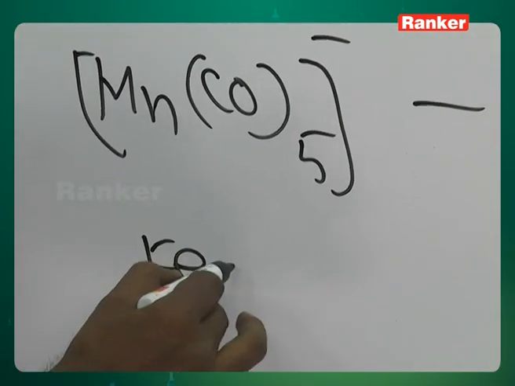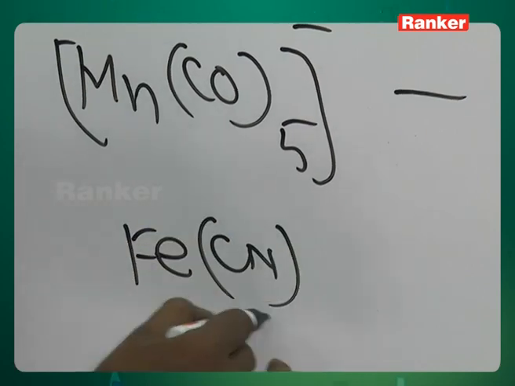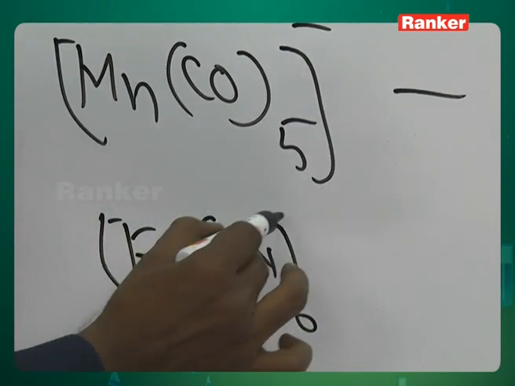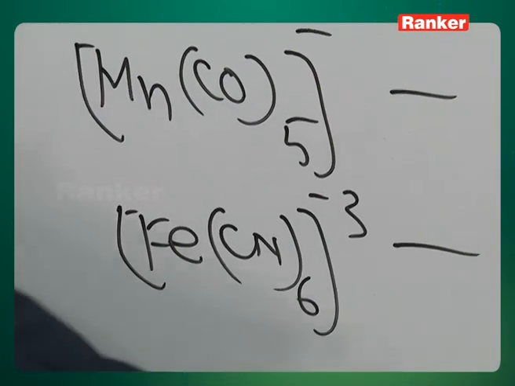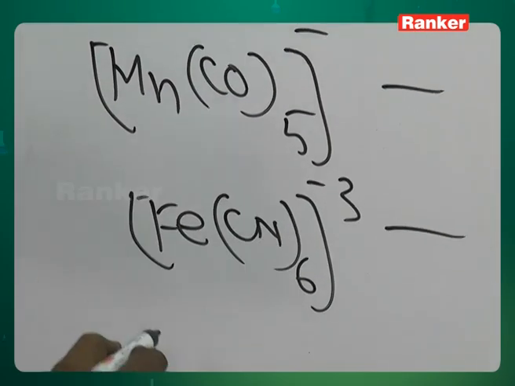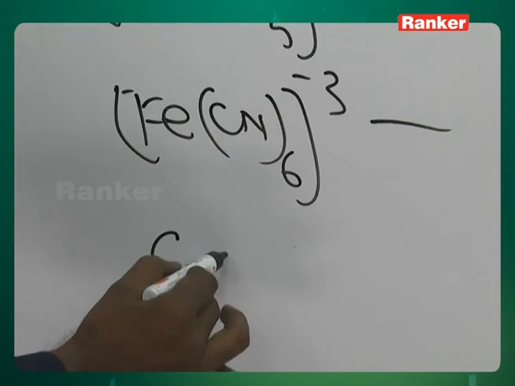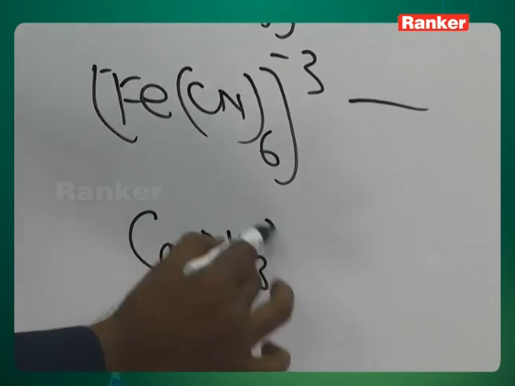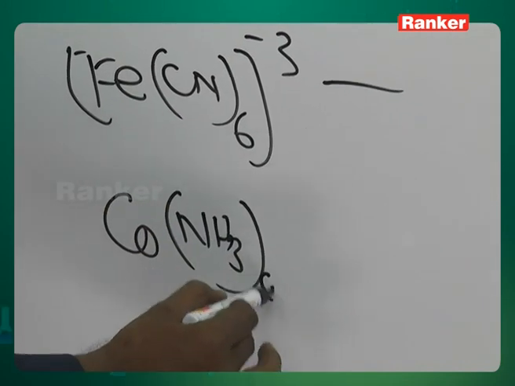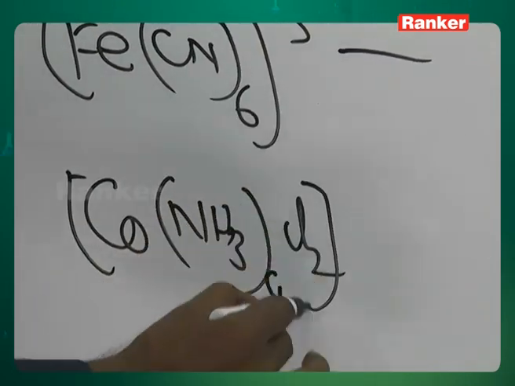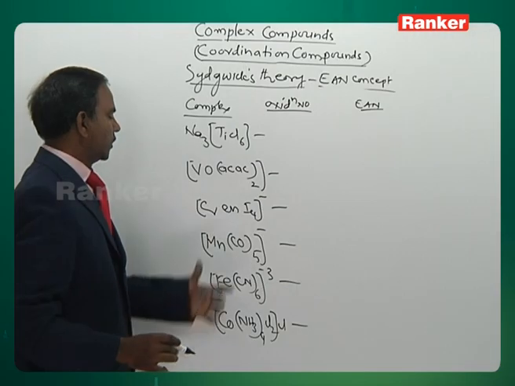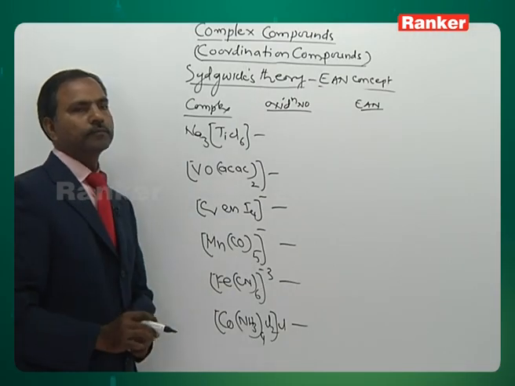Let me give again potassium ferricyanide, or the ferricyanide ion, then Co(NH3)4Cl2 and Cl. So these are the complexes. I have written 6 complexes on the board.